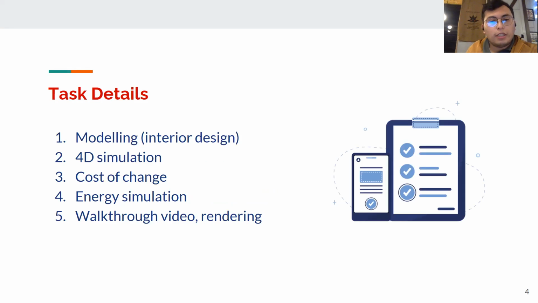For the task details, we have defined five mainly. The first one is the modeling, which means the interior design. The second one is a 4D simulation. The third one is the cost of change of the layout or of the building type. The fourth one is the energy simulation, and number five is a walkthrough video or the rendering.